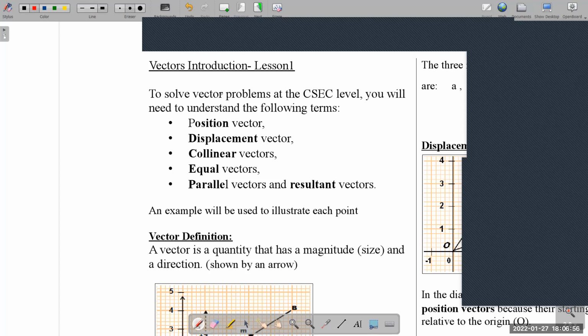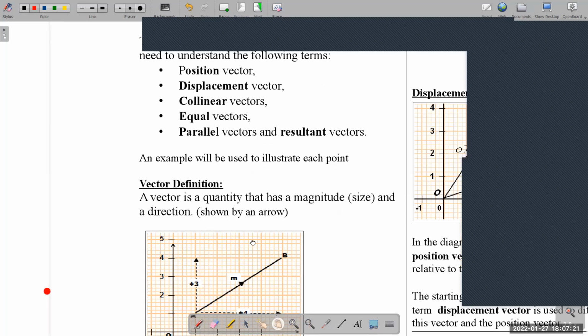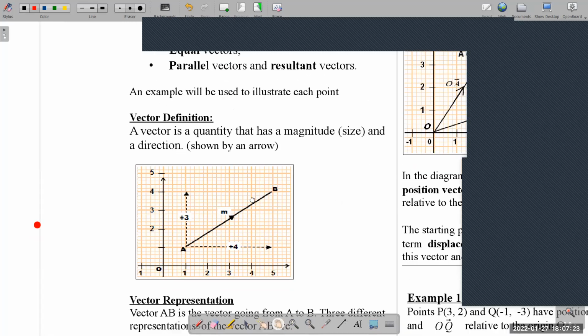So we see here we have to solve vector problems at CXC level. You will need to understand the following terms. So we have the position vector, the displacement vector, the collinear vector, equal vectors, parallel vectors, and resultant vectors. And honestly, that is it. Once you understand what these terms mean, how to identify them and calculate them, you will be good to go. So let's jump into the actual definition of a vector.